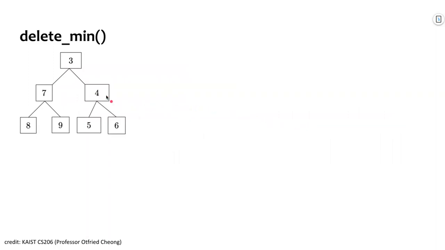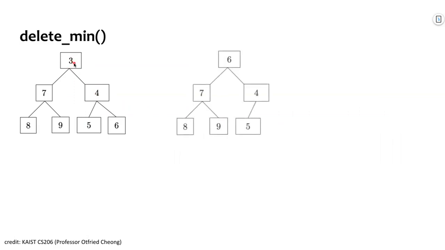So in this case, if you want to delete min, then the min value is at the root position. So we're going to just delete this value and it's going to create a hole. And we're going to replace this hole with the last entry. The last entry is at the last level and the rightmost value. So let me say again.